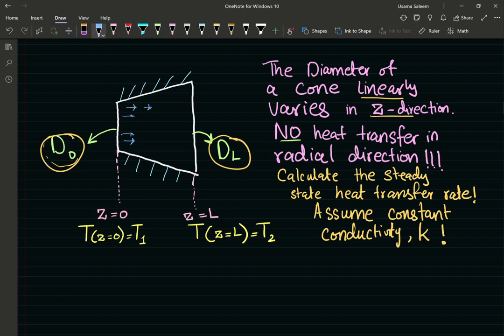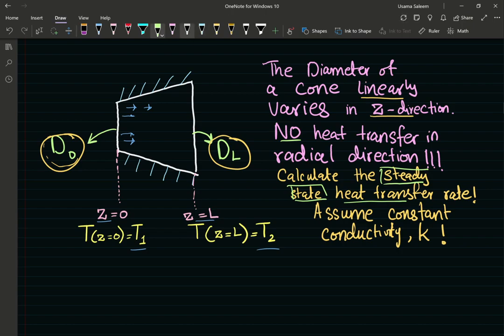As you can see, we have a temperature difference. At z equals 0, we have temperature T1, and at z equals L, we have temperature T2. So that temperature difference along the different axial lengths is going to drive the heat transfer. Now we've got to calculate the steady state heat transfer. Steady state, okay, that's going to make my life so much easier. Assume constant conductivity.